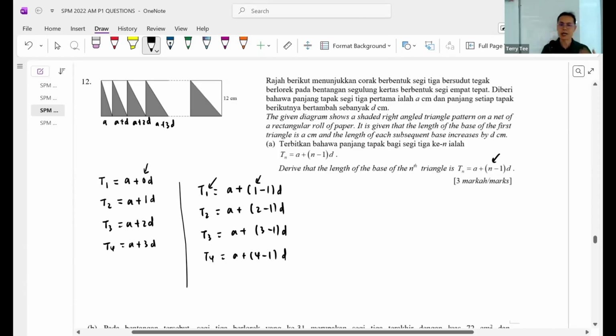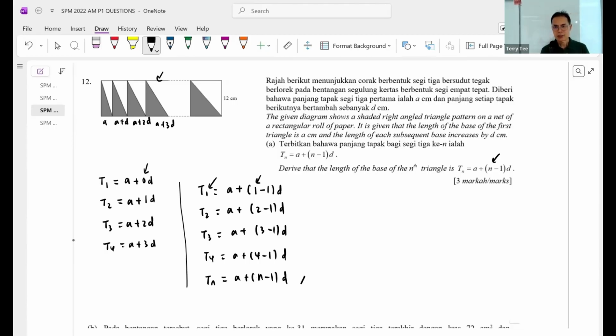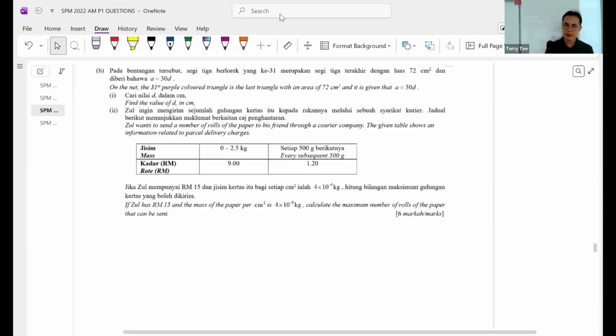Now, I know some people may say, how many must you write? Well, I follow the diagram. Diagram gives me 4. So I write up to the fourth term, right? So with that, we say Tn is A plus n minus 1 D. Yeah, so we write twice. Writing this alone is not enough because you need to show how you get your n minus 1 by induction. Okay, let's move on to part B.